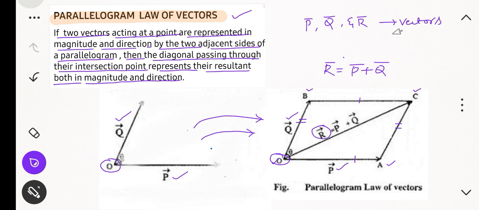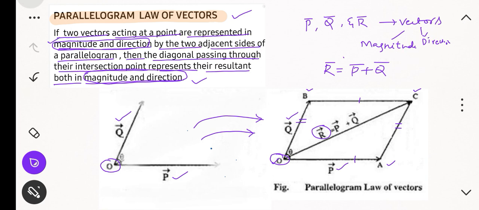So vectors have magnitude and also have direction. So we say both in magnitude and direction. Here we are saying both in magnitude and direction because P bar, Q bar and R bar are vectors. So vectors have both magnitude and direction. So we will represent these two vectors both in magnitude and direction.